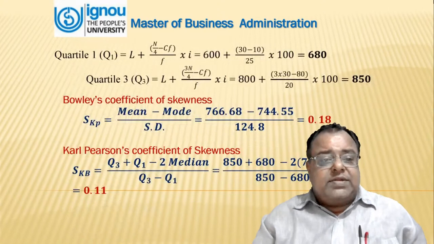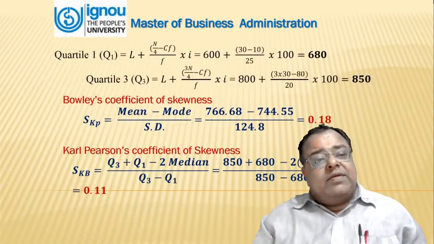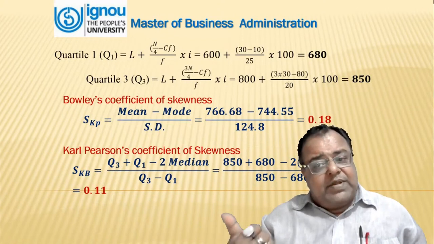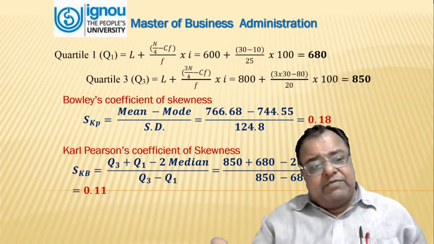Now, quartile 1 is Q1. The formula is known to us. Quartile Q1 will be 680, Q3 will be 850.